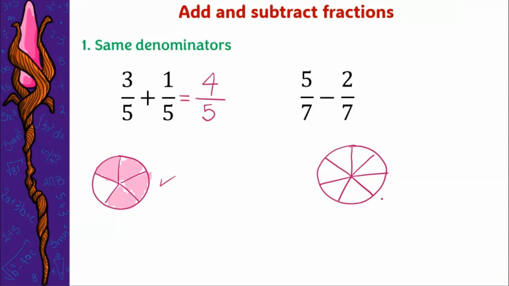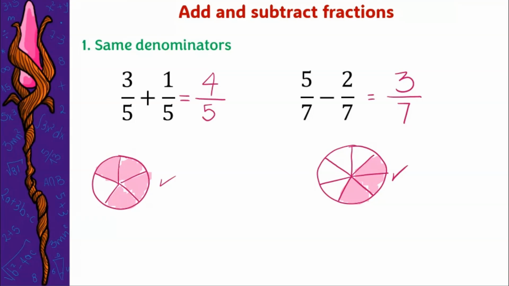We have the whole divided in 7 parts. We have 5 of them. And we are taking 2 away. They have the same size, so I can just take away the 2 slices. That's it. So, same denominator, 7. And then I just operate the numbers at the top. 5 minus 2 is 3. That is the 3/7 that you see in the representation.